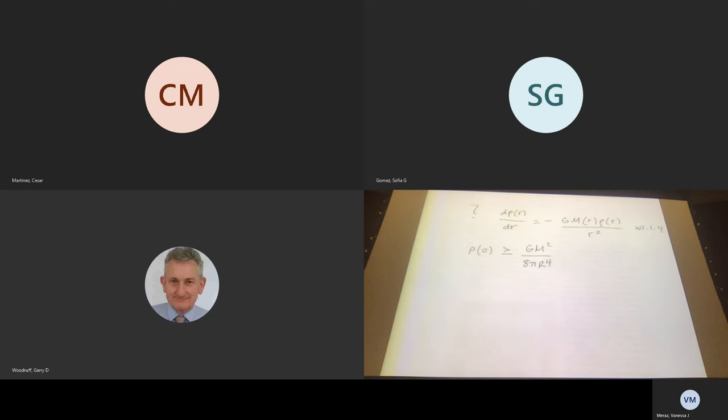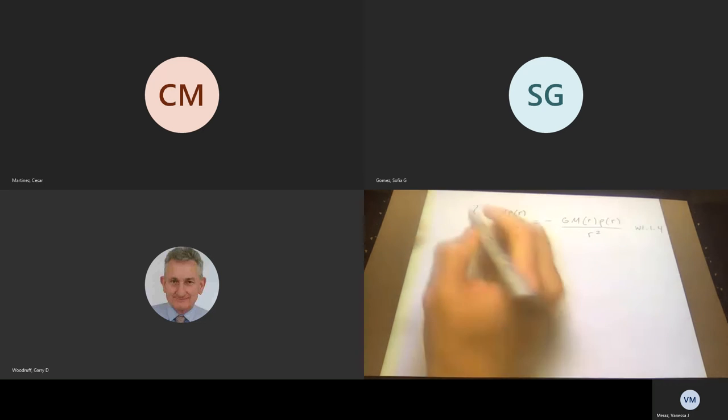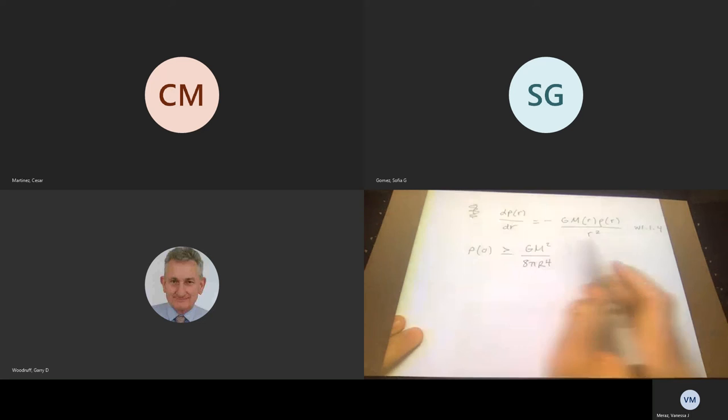Okay, so this one over here, 1.1.4, is the fundamental equation of hydrostatic equilibrium. No parameters: mass is as fundamental as you can get, and volume is also pretty fundamental, space, so the radius. What you can see is that what matters is the pressure gradient, not necessarily just the pressure.